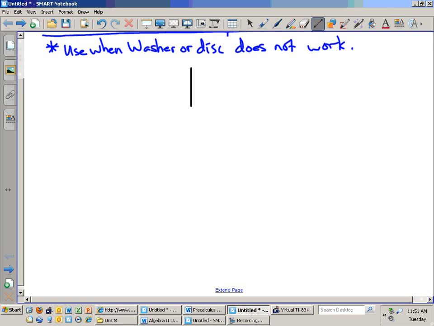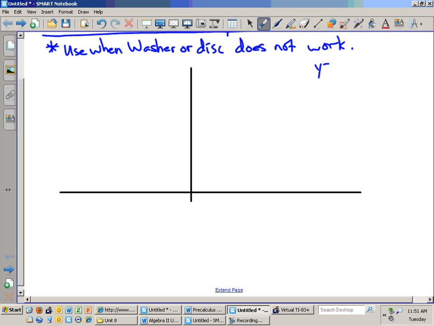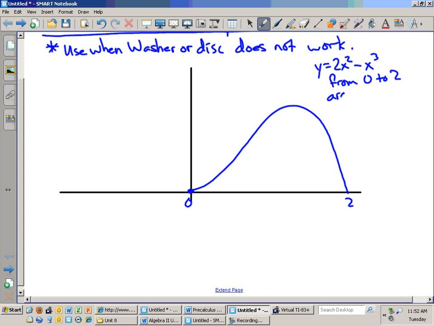So I'm going to draw an axis here. Okay. And we're going to look at the function y equals 2x squared minus x to the third. Y equals 2x squared minus x to the third, from 0 to 2, around the y-axis.